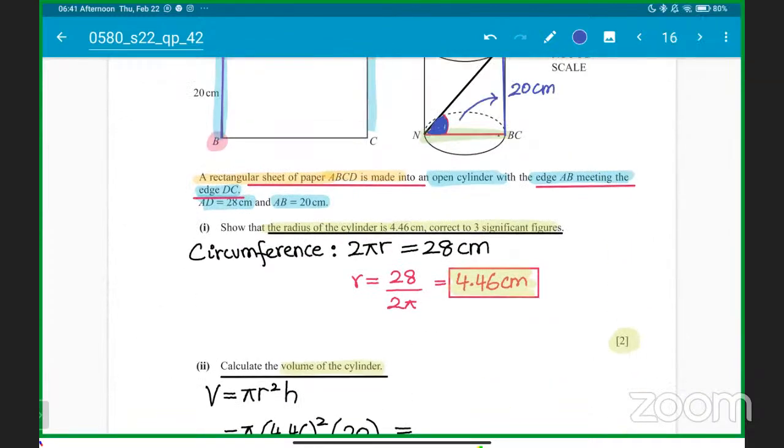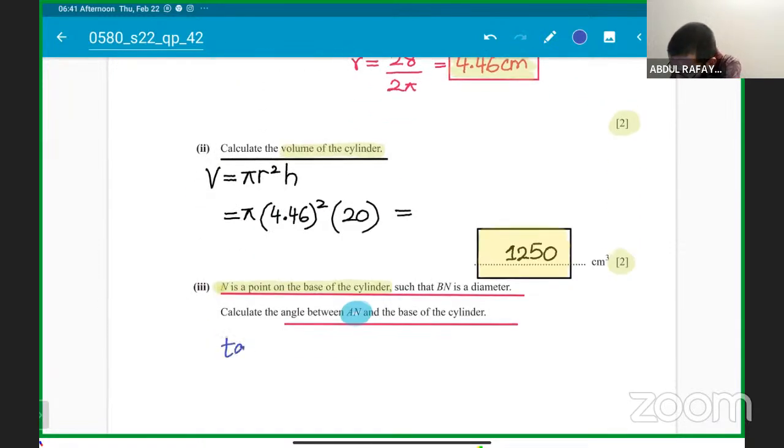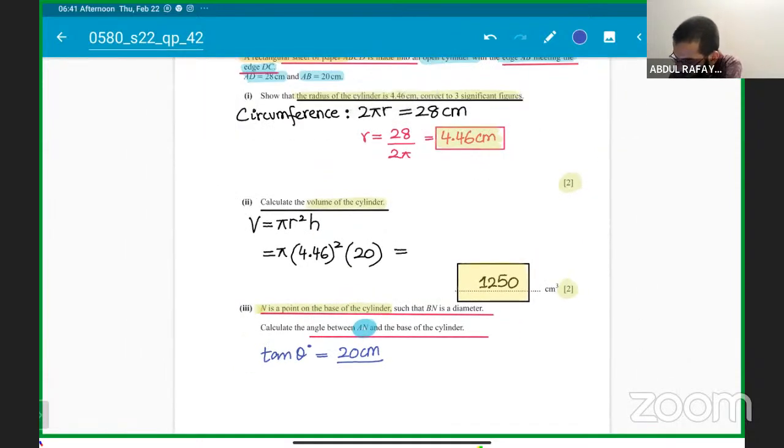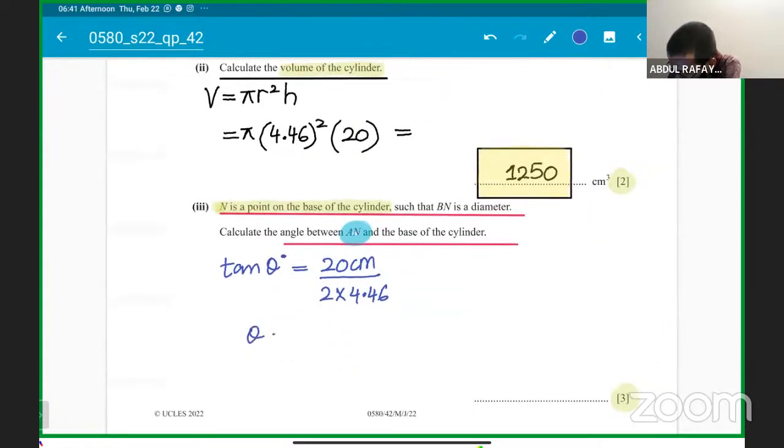Okay, so it will be what, anyone? Opposite over the adjacent. So it's a tan, right? Opposite over adjacent is always tan. Okay, so 1 mark is for applying tan. Tan theta, we have to find the angle. What is opposite? Opposite is basically 20 centimeter. And what is the adjacent? Adjacent is basically 2 times the radius, so to get the diameter, 2 times 4.46. Everyone with me got it? So this is 2 marks, and 1 mark is for the answer, sir. Tan inverse of 20 divided by that answer will be our answer. Okay, everyone got it, guys? Clear?